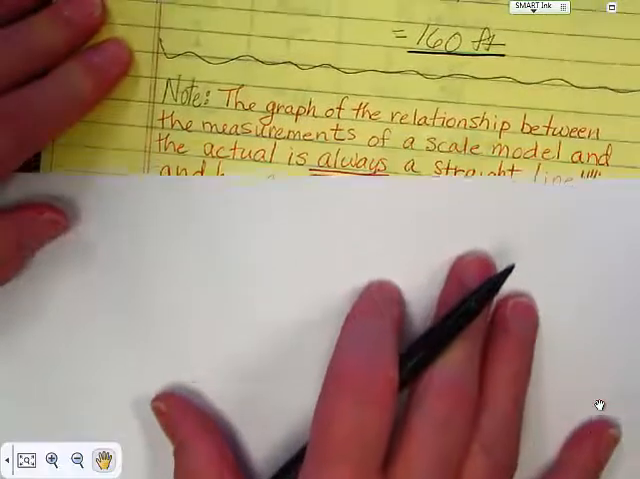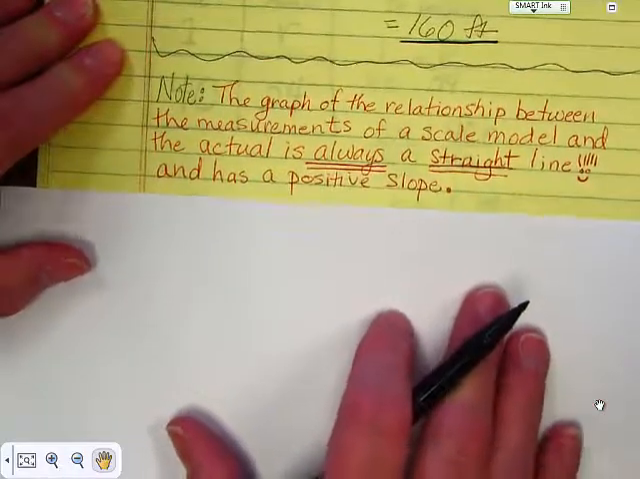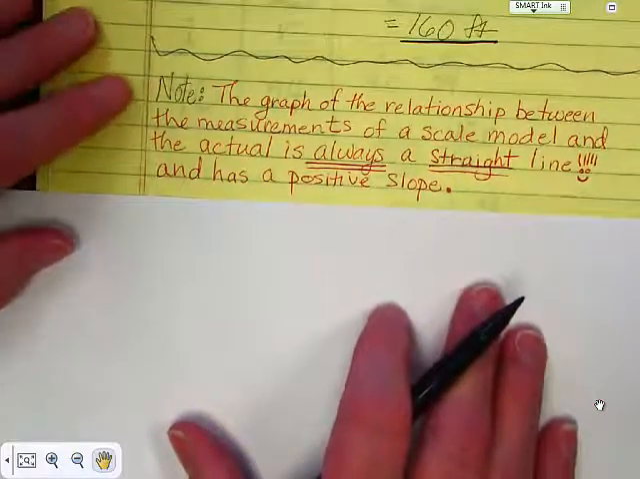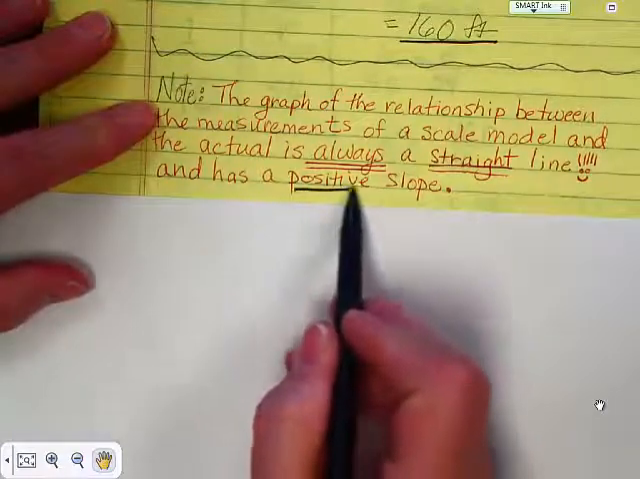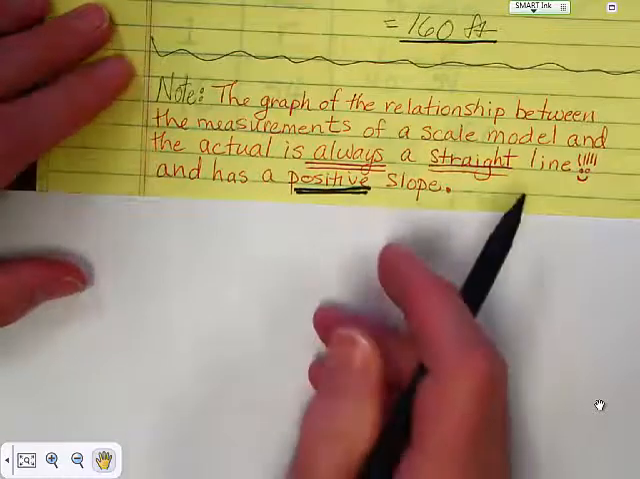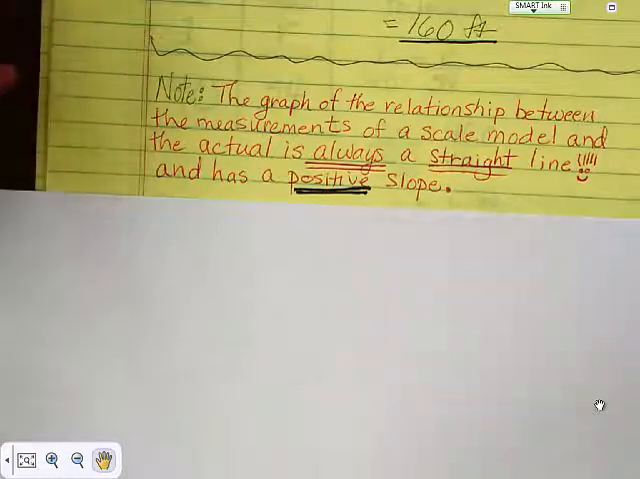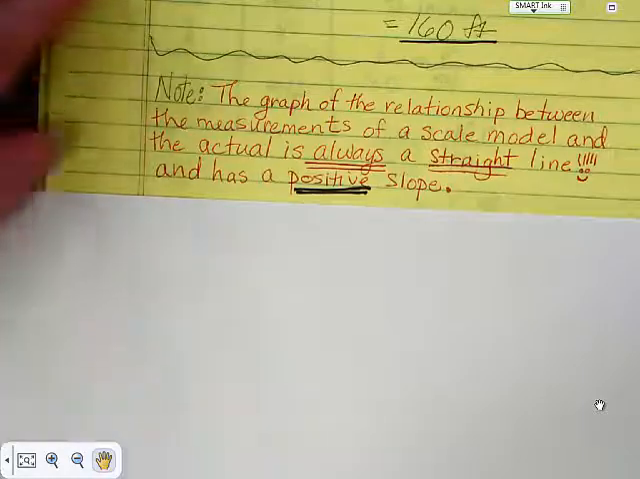Okay, note the graph of the relationship between measurements of a scale model and the actual is always a straight line and has a positive slope. It'll always have a positive correlation. If the model gets bigger, then the actual is going to get bigger. So it's going to go up, same.